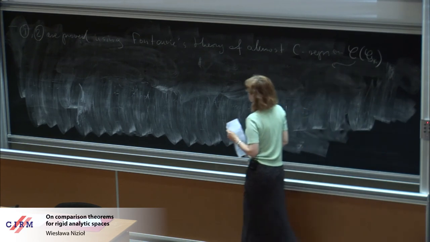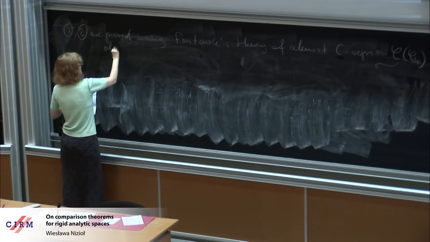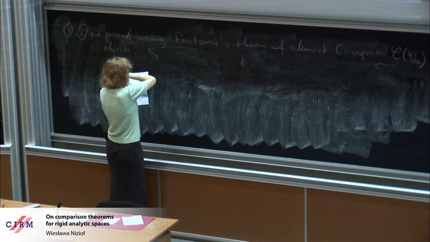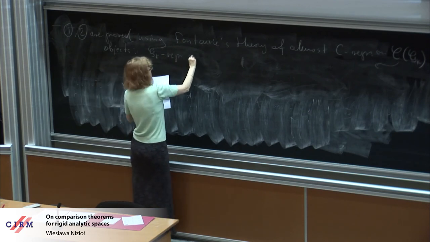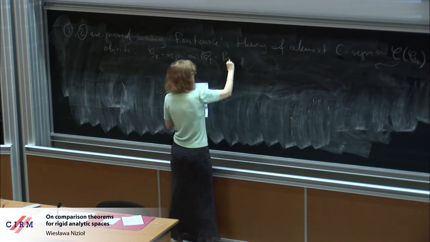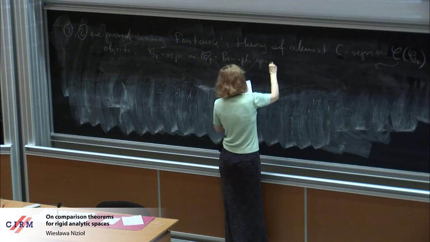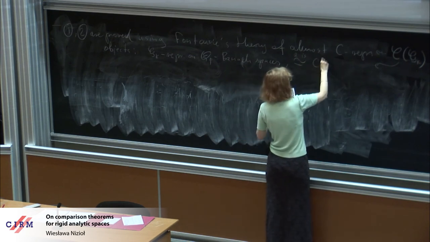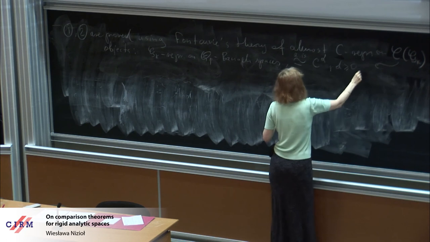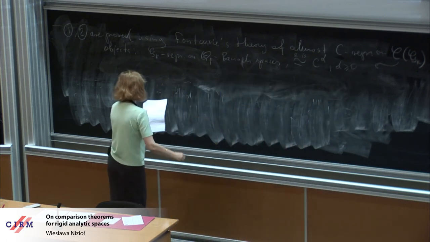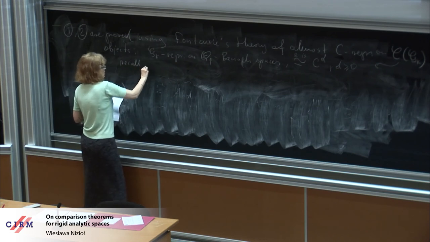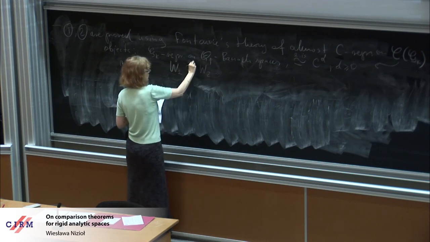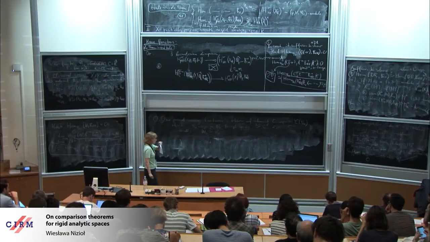So what are the objects here? The objects are Q_p-Galois representations on Q_p Banach spaces, and they are almost isomorphic to C^d for some d. Recall what almost isomorphism means: two objects W1 and W2 are almost isomorphic if they differ basically by Q_p representations.